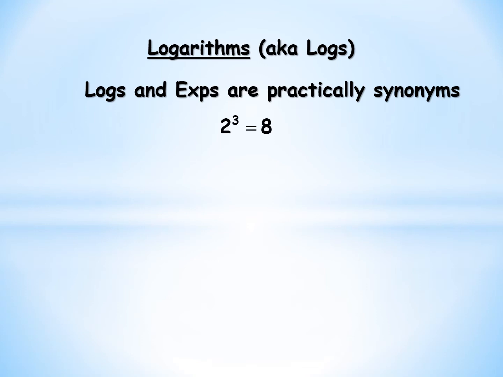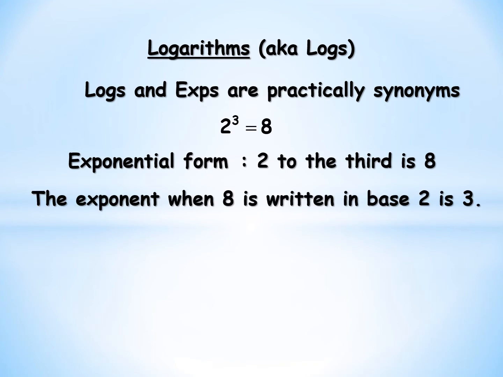So here's an exponential equation. 2 to the third equals 8. That's what we call exponential form. The exponent when 8 is written in the base 2 is 3. Now it sounds really weird to say it that way, but if you think about it, it makes sense. The exponent is 3 when 8 is written with a base of 2. So if you reword it, it makes a little bit more sense.